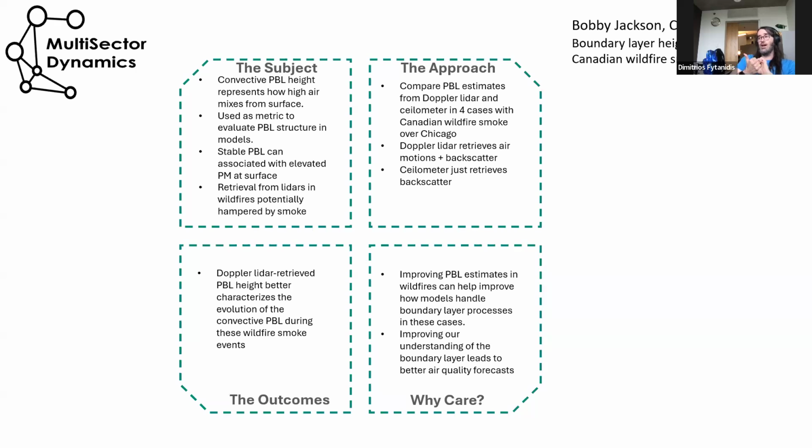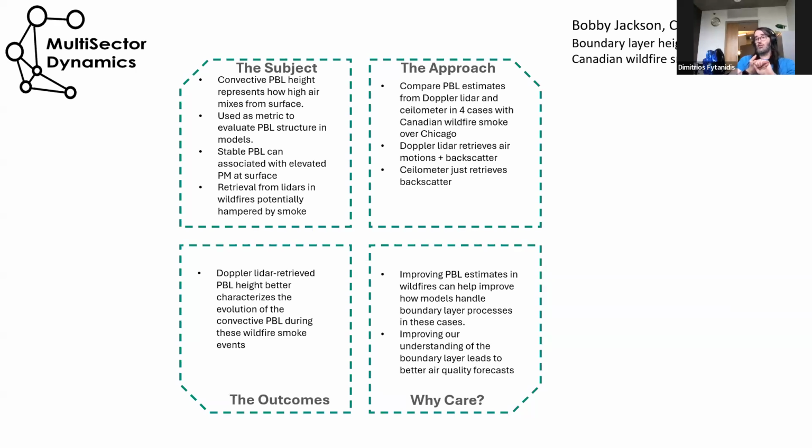For example, in Chicago, we had wildfire smoke events during the summer that we could take a look at. At one of our observation sites, we had a co-located Doppler lidar and ceilometer for 4 cases of Canadian wildfire smoke in Chicago. The Doppler lidar retrieves not just the backscatter, but also the vertical air motions. Meanwhile, the ceilometer just retrieves the backscatter. So the Doppler lidar gives us extra information about the amount of turbulence present in the boundary layer that we cannot get from the ceilometer.